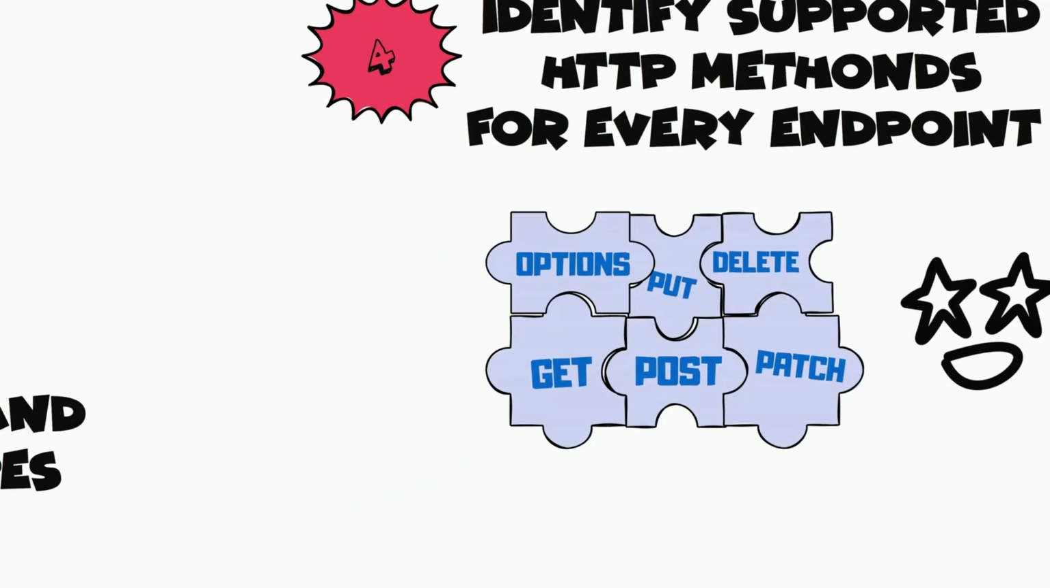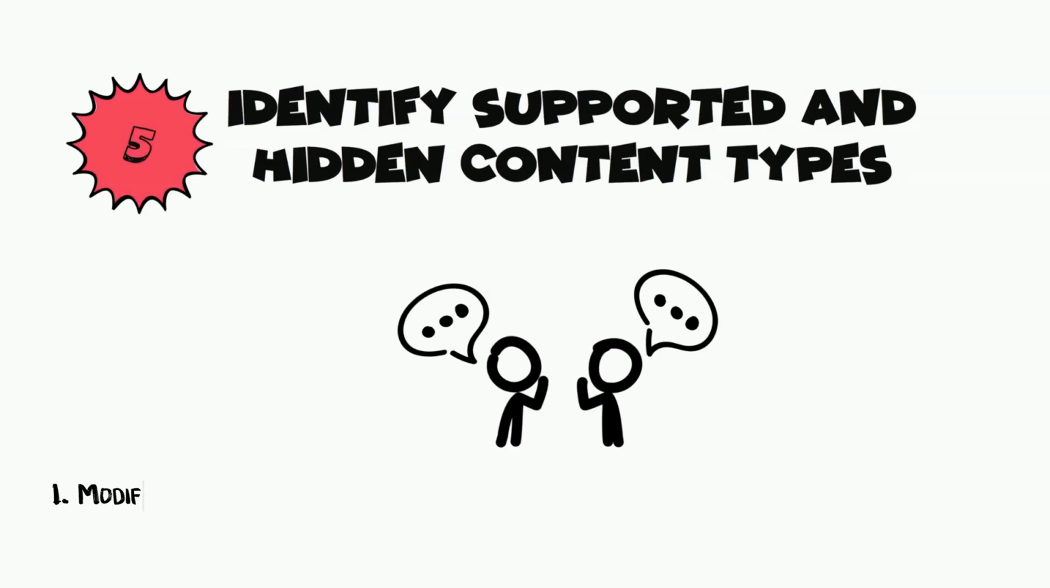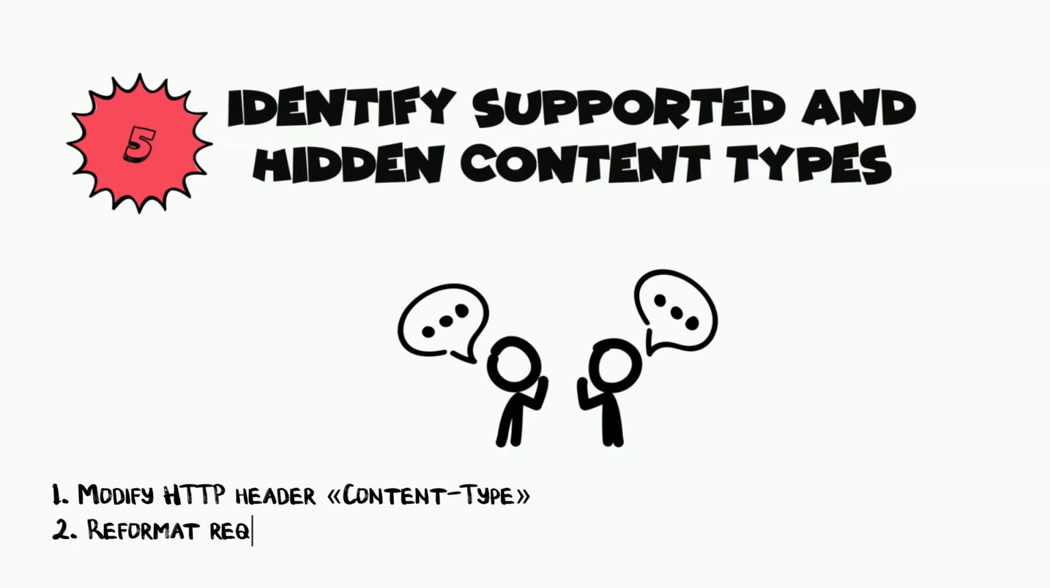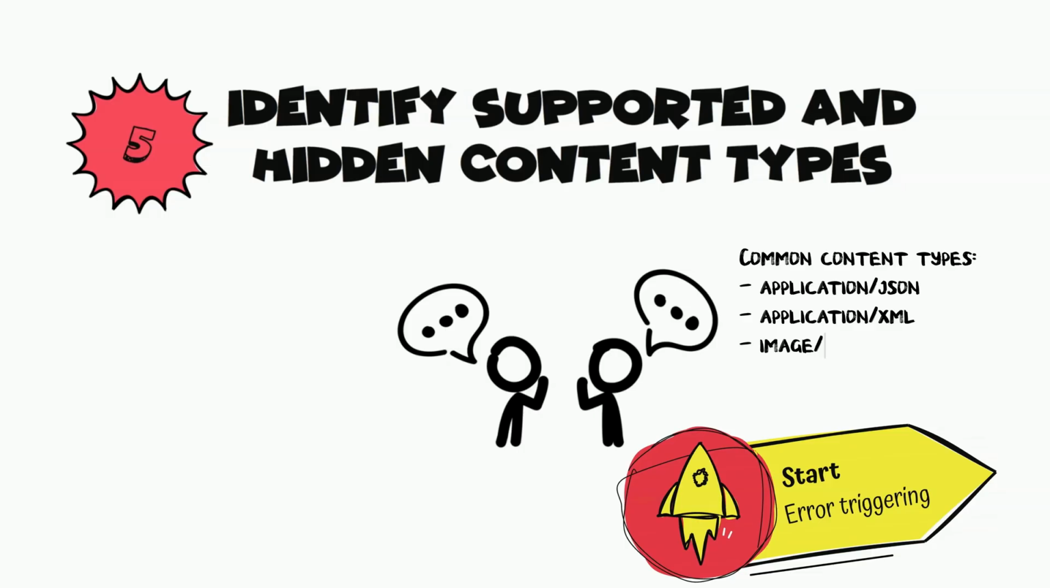Step 5. Identify supported and hidden content types. Test each endpoint with different content type headers, like JSON, XML, and form data to see what it accepts. This is important because an API might handle one content type securely but have vulnerabilities with another, like XML injection issues. And sometimes, accepting unexpected content types can bypass input validation entirely. You can start this step by intentionally triggering errors and then checking if they disclose any valuable information.